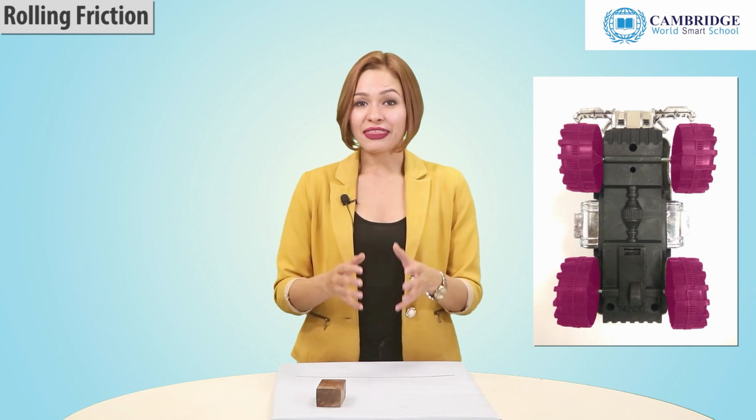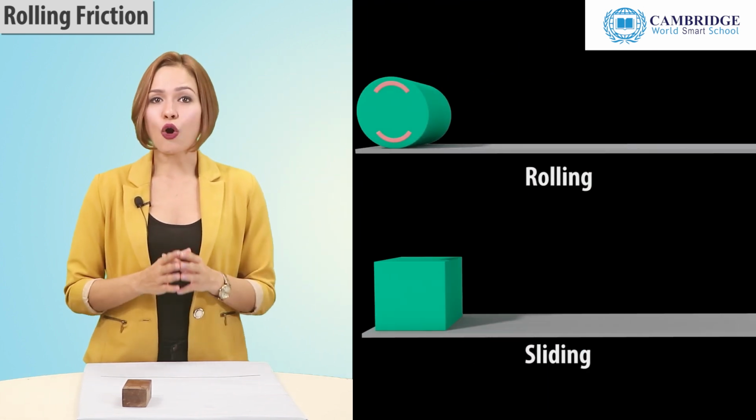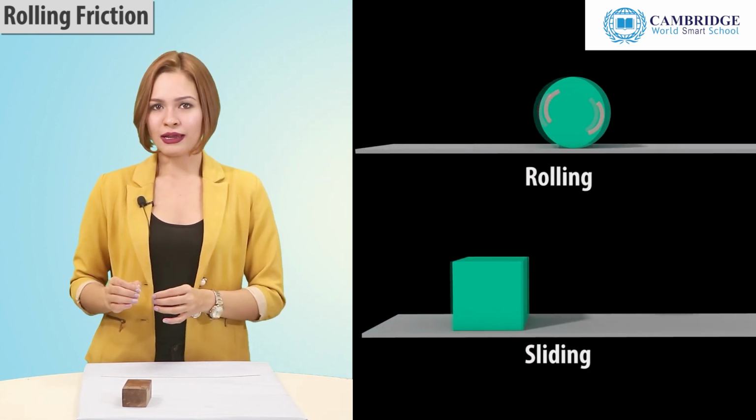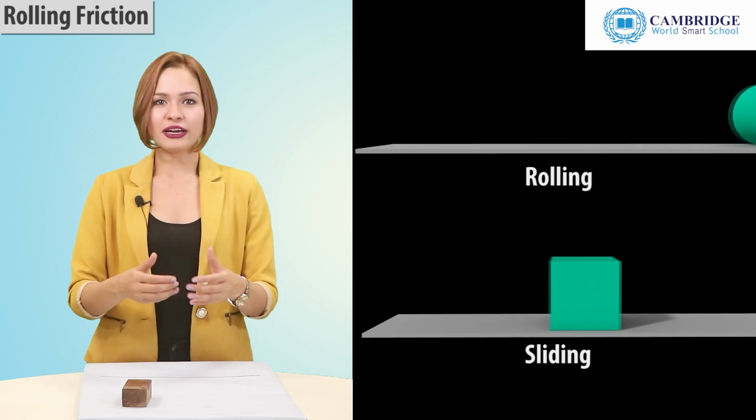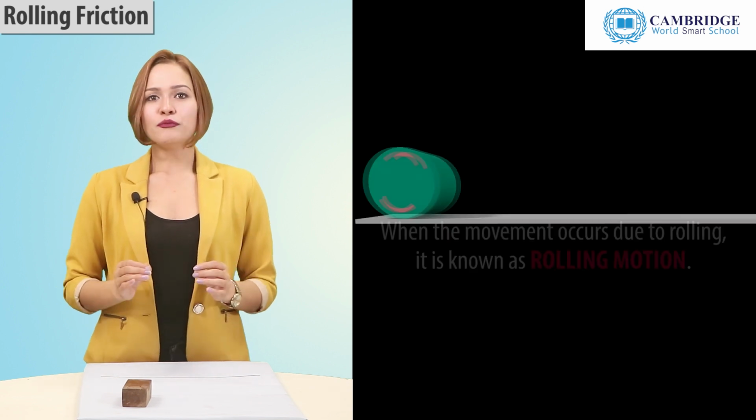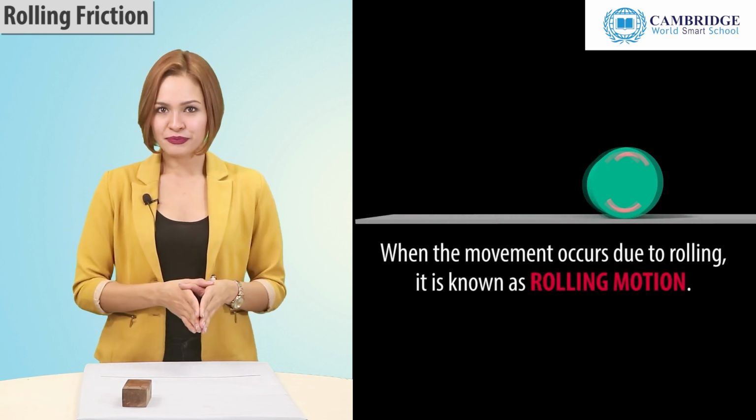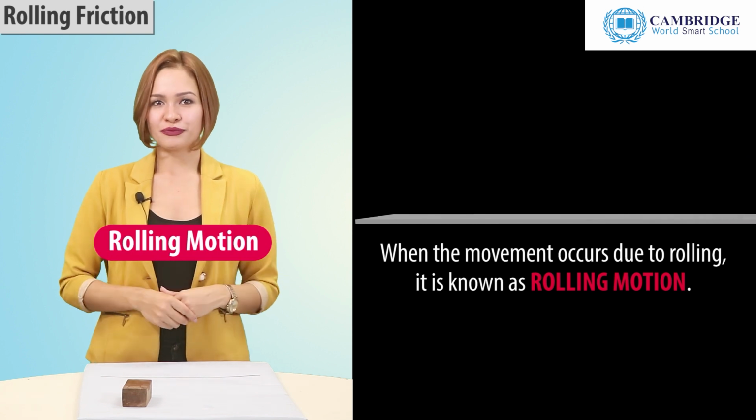Very good. The toy car has wheels, and that makes it easier to move the car. Do you know why it is so? Yes, because it is always easier to roll than to slide a body over another. When the movement occurs due to rolling, it is known as rolling motion.